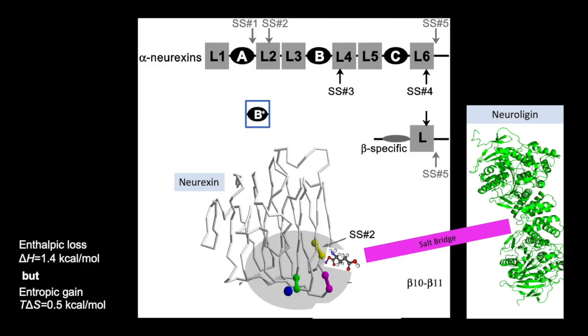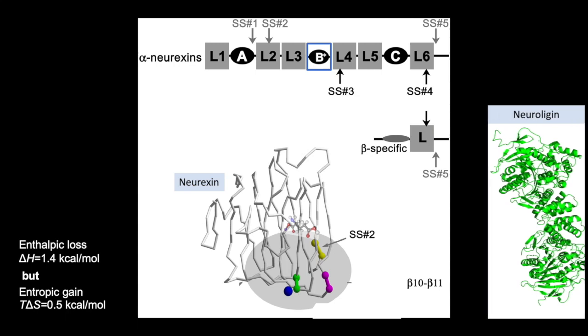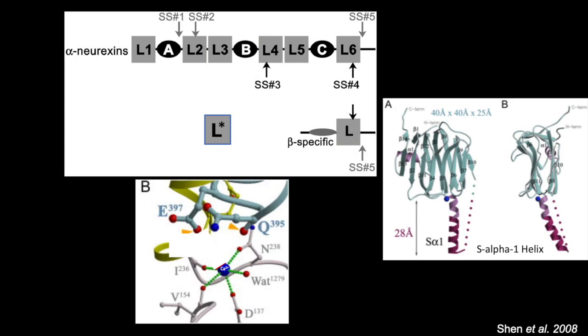1. Splice site B encodes for an insert which disrupts the position of glutamate, making it unable to form a salt bridge to neuroligin. 2. Splice site 4 encodes for an insert which forms the S-alpha-1 helix. This helix forces a glutamine into a 310 helix such that it too can coordinate the calcium ion. Because structural changes such as these affect binding affinity, the balance of excitatory versus inhibitory synapses may change.